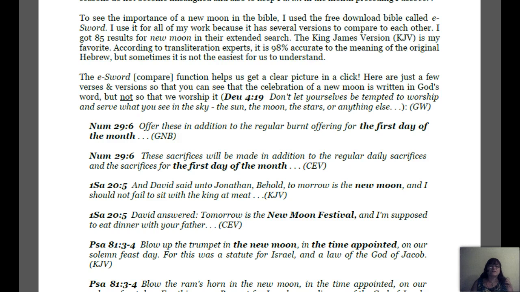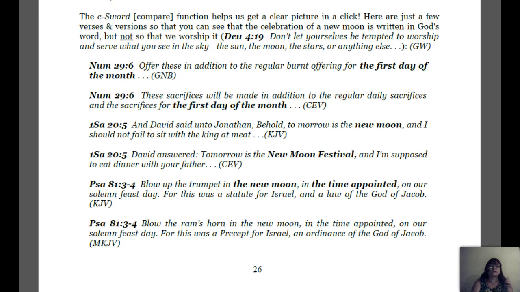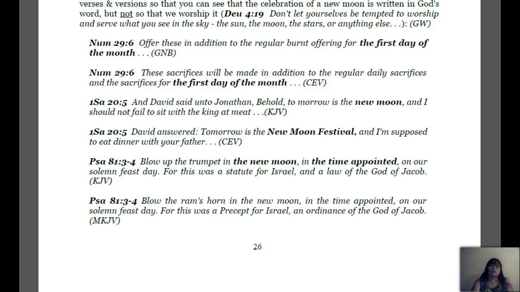Here are just a few verses and versions so that you can see that the celebration of a new moon is written in God's Word, but not so that we worship the moon. Deuteronomy 4:19. Don't let yourselves be tempted to worship and serve what you see in the sky, the sun, the moon, the stars, or anything else. Numbers 29:6. Offer these in addition to the regular burnt offering for the first day of the month. That was the Good News Bible.